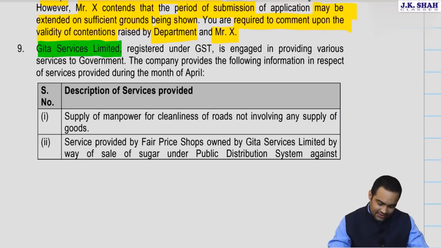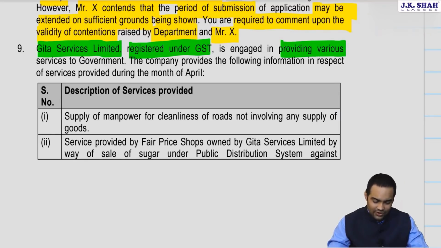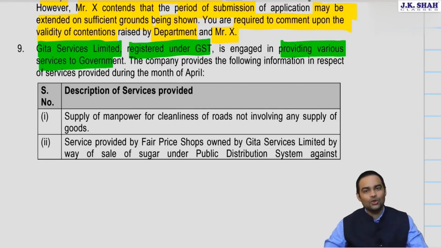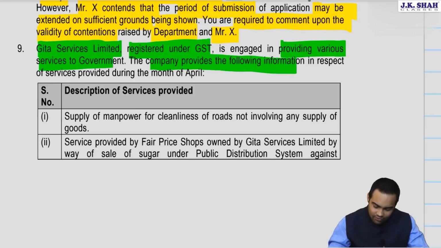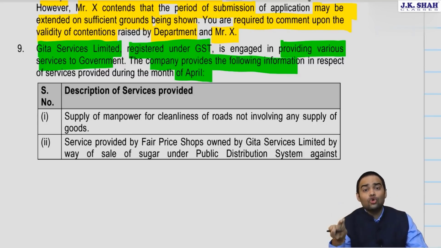Geeta Services Limited, registered under GST, is engaged in providing various services to government. The company provides the following information in respect of services provided during the month of April. So we are giving services to government.